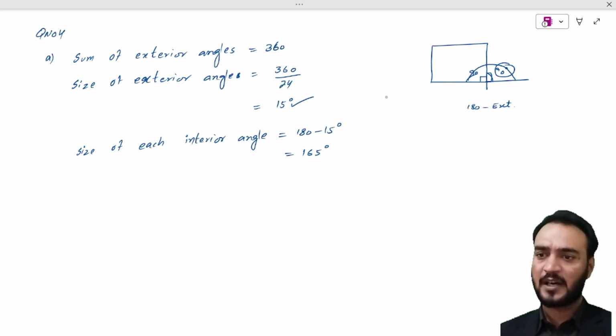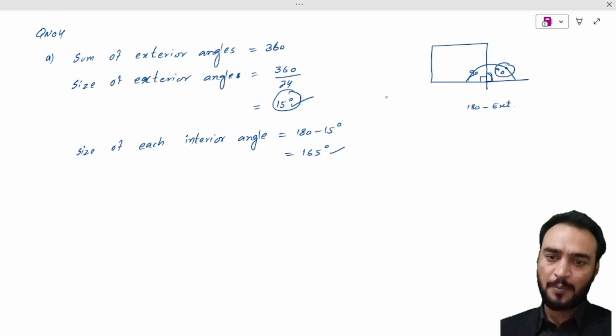So I have the exterior angle, which is equal to 15 degrees. We subtract 15 degrees from 180 degrees to get this interior angle. This interior angle is 165 degrees. So this becomes part A, and now we will solve part B of question number 4.